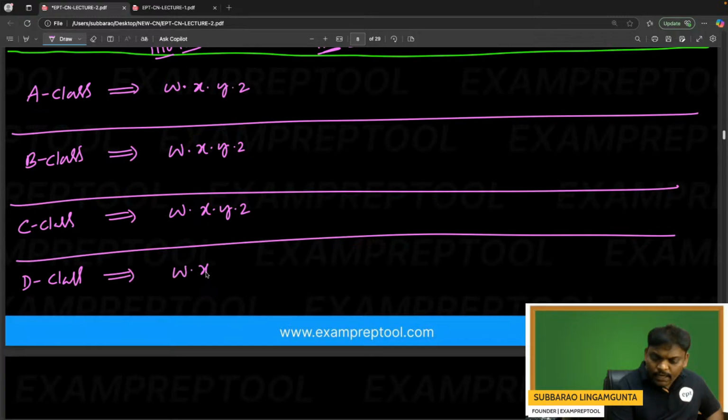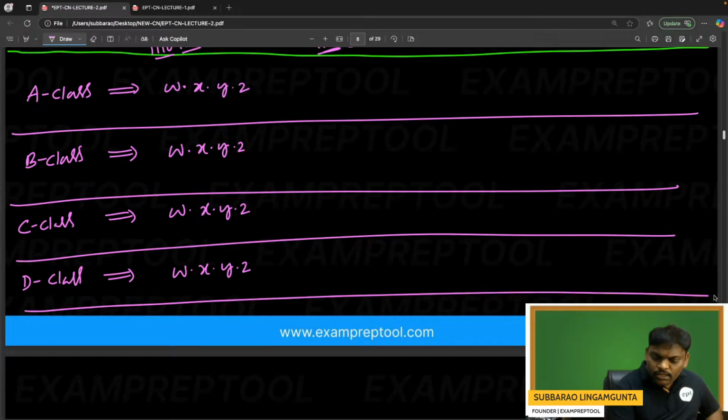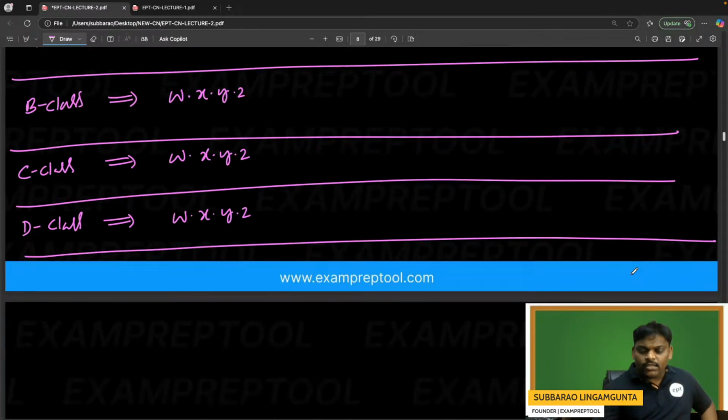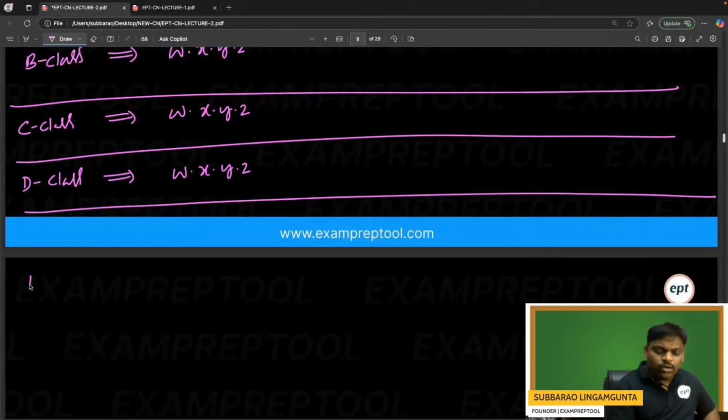W dot X dot Y dot Z. Some other story. Can you catch this also? Some other story going on. E class. Some other story. This story is very, very important. W dot X dot Y dot Z.